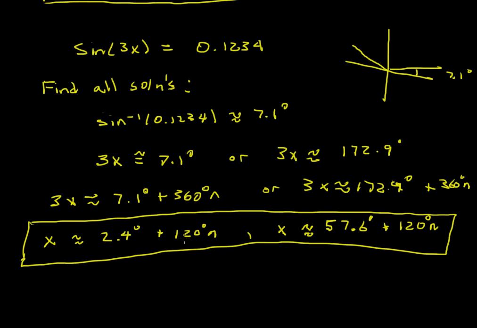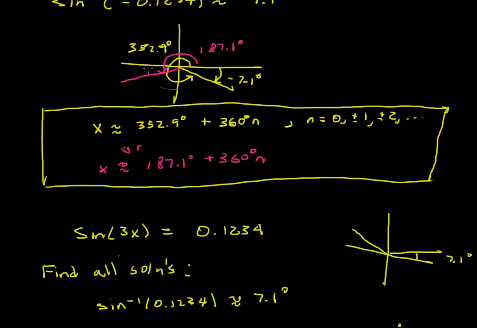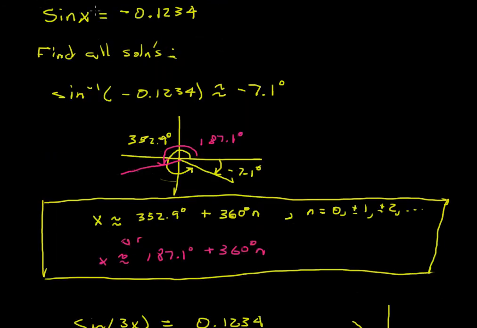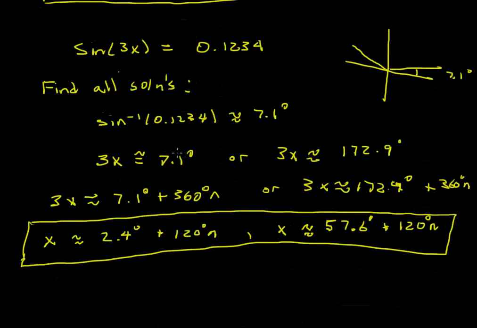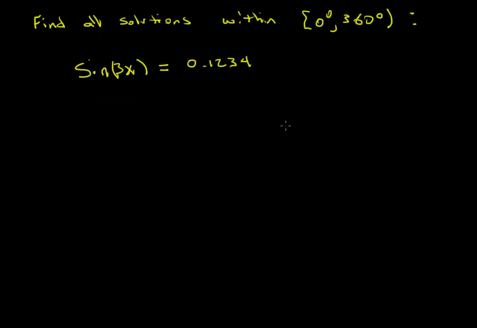So the full solution set is given in the yellow box there. Notice that the process is very similar whether you have a multiple angle equation versus just a single angle equation like the first example. For our third and last example, let's look at a multiple angle equation, but this time we're only interested in finding approximate solutions within 0 to 360 degrees.